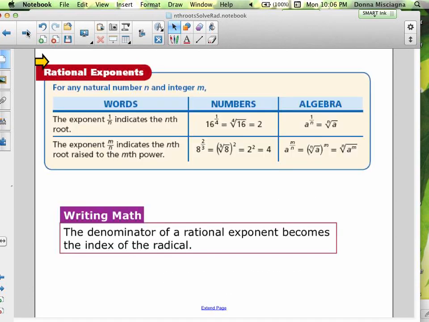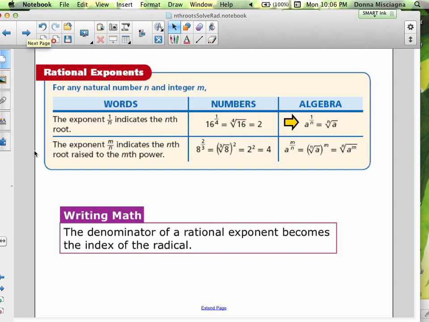So rational exponents, little summary here. The exponent 1 over n indicates the nth root. In numbers, 16 to the 1/4 power is the same as the 4th root of 16. In this case, that's reducible. That would just be 2. In algebraic terms, a to the 1/n is equal to the nth root of a.